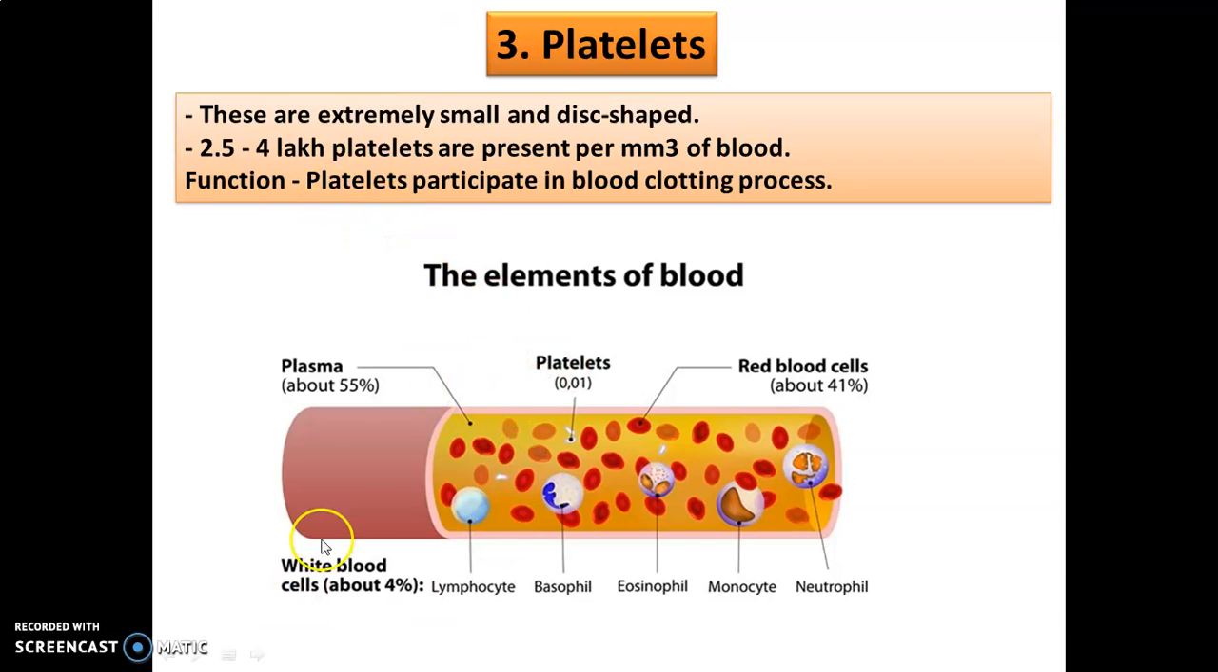So this diagram will together show you the elements of the blood. We have plasma, yellow color, 55%. Then we have red blood cells about 41%. Then we have white blood cells about 4%. These are lymphocytes, basophil, eosinophil, monocytes and neutrophil. And we have platelets, very small, that is 0.01%. So these are all the elements of the blood. Hope it is clear to everyone.